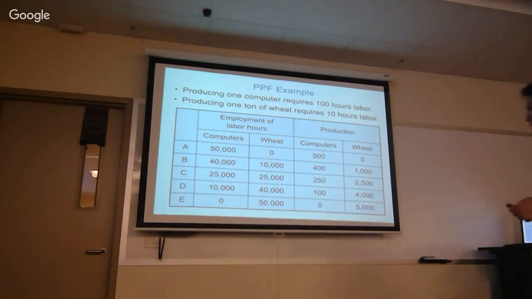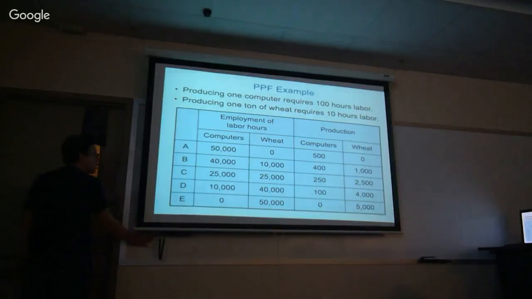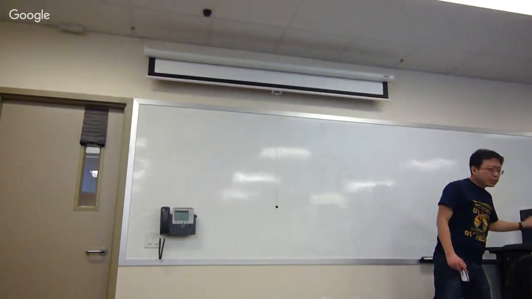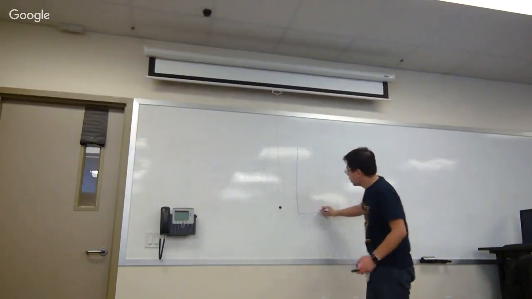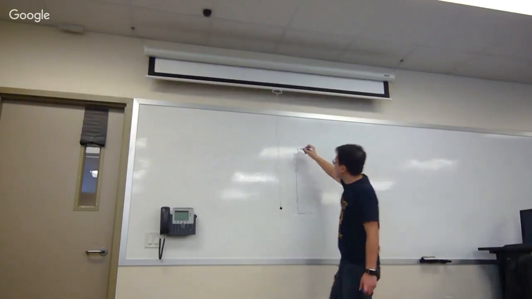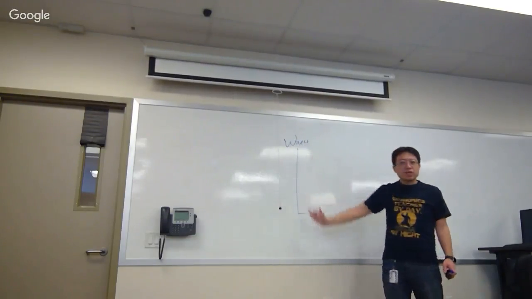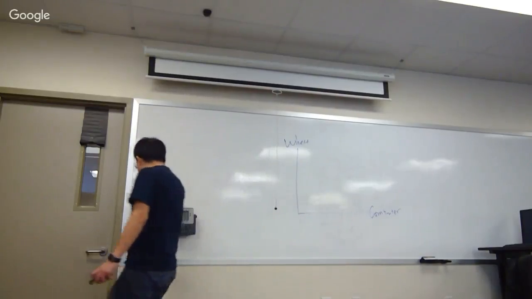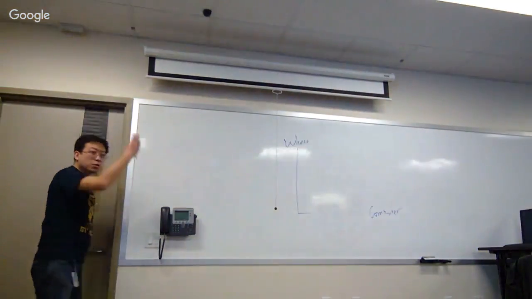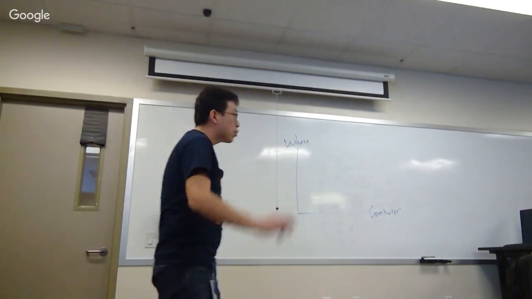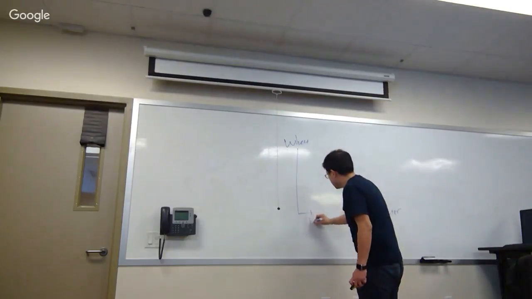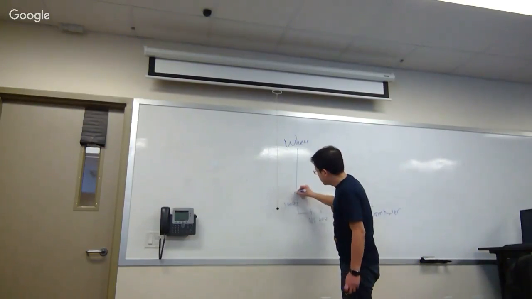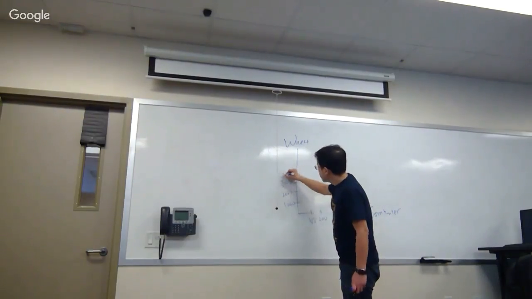Okay, so let's try that. Let's try the PPF and see how it looks. Now, the PPF will be a 2-dimensional graph, so X and Y. We're going to put one good on each axis. Let's suppose we put wheat on the vertical axis, and then we're going to put computers on the horizontal axis. It doesn't matter which one goes where, but for now, let's put the wheat on the vertical and the computers on the horizontal. And I'm going to put the 5 points in there: 100, 200, 300, 400, 500, 1,000, 2,000, 3,000, 4,000, and 5,000.